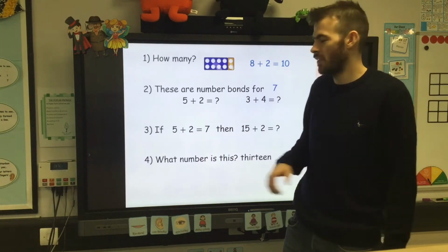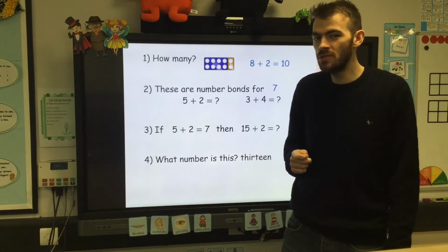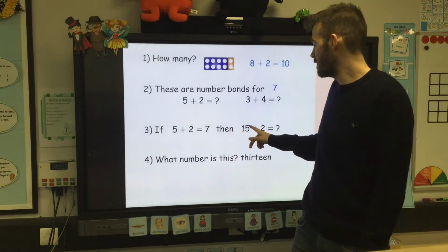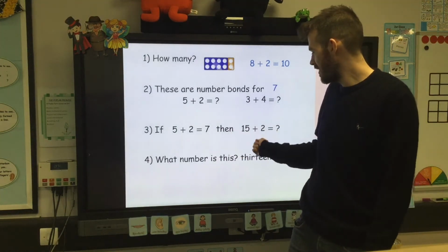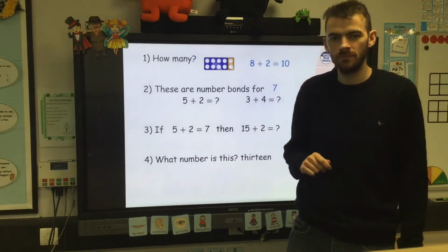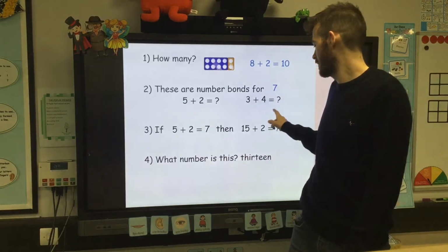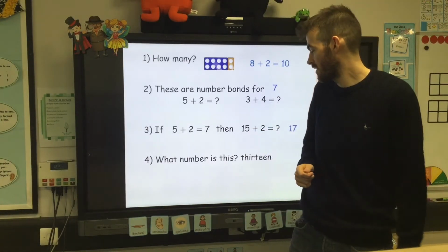Question 3. If we know that 5 add 2 equals 7, can we use that to figure out how much 15 add 2 equals? So we think about adding the ones first and then adding the extra 10 on afterwards. What's the total? Hopefully you found out the answer was 17. 15 add 2 equals 17.